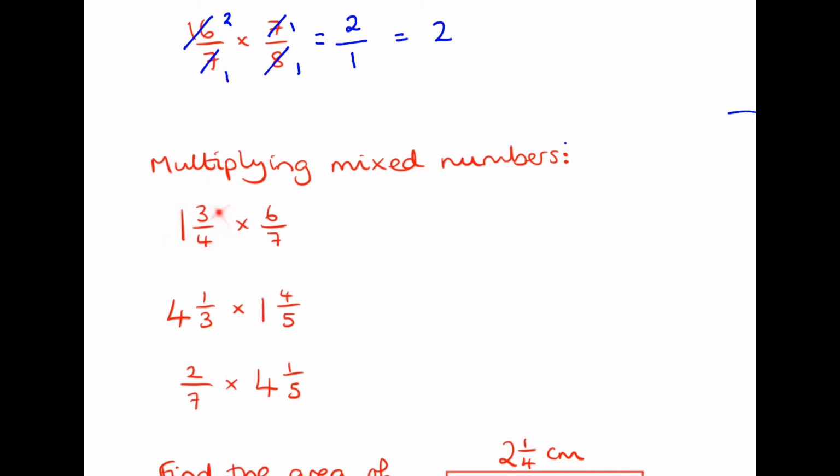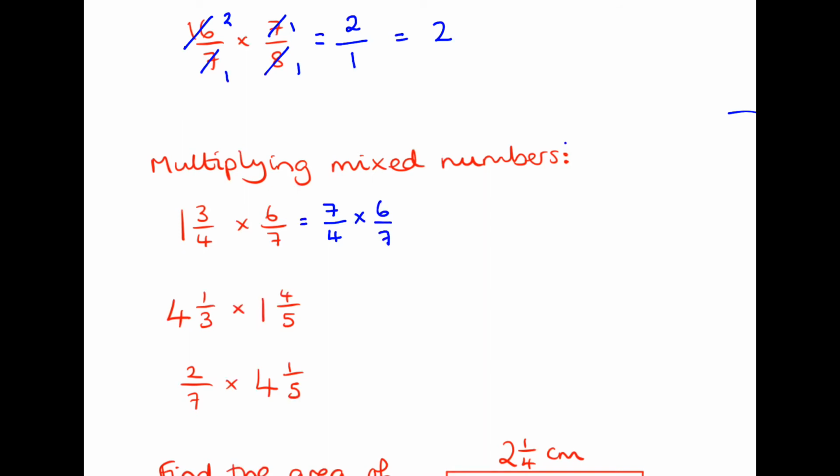So we're going to change this into an improper fraction like we were doing yesterday. So remember, the way to do that is you do this times this and add that to go on the top. So 4 times 1 is 4, add 3 is 7, and the bottom of the fraction stays the same. And then we're multiplying this by 6/7.